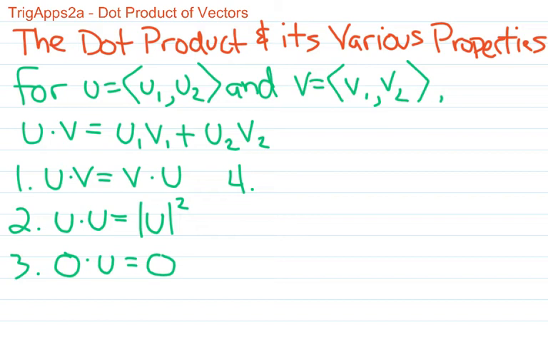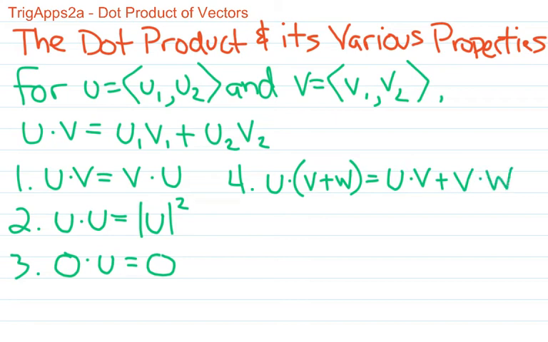Property four has two pieces. The first one is u dot the sum of v plus w. We have this sort of distribution property going on, so u dot v, remember not multiply, but the dot product, plus v dot w. Whenever you don't see the dot symbol, we're multiplying, and whenever you do see the symbol, that's the dot product. The second one for number 4 is u plus v, and we're going to create a dot product with w there.